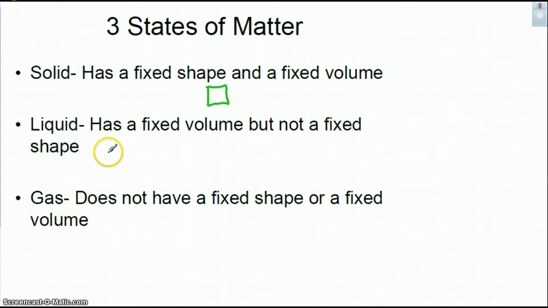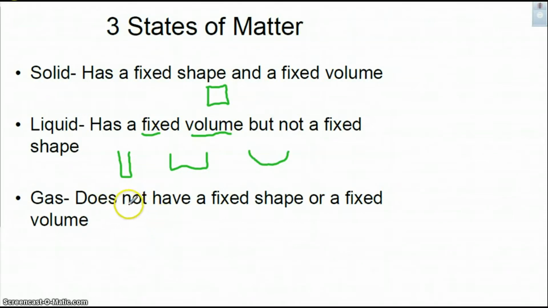Liquids, on the other hand, have a fixed volume, but not a fixed shape. So fixed volume means a cup of water is going to be a cup of water is going to be a cup of water. But that cup of water could fill something like this shape, or this shape, or this shape. So there's no fixed shape to liquids. It can be poured into any of these and take that shape. But it does have a fixed volume. It's not going to take up any less or more space.